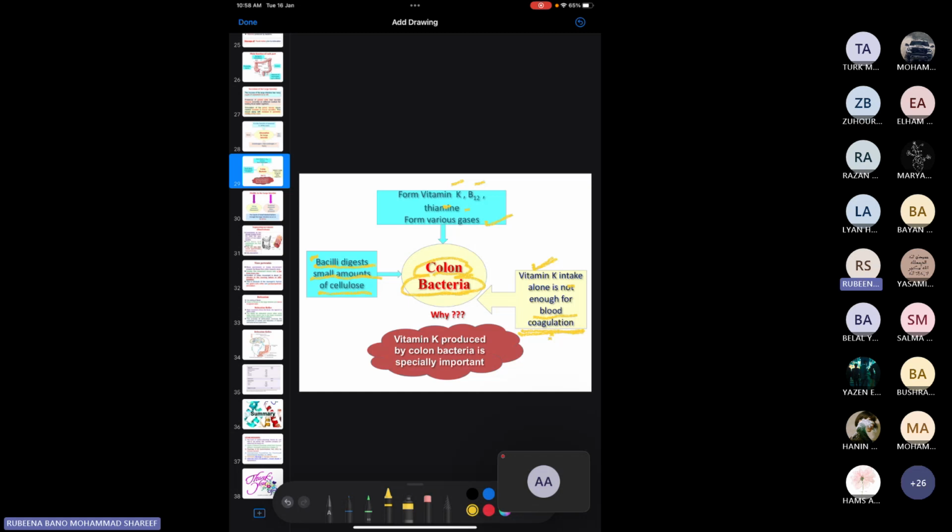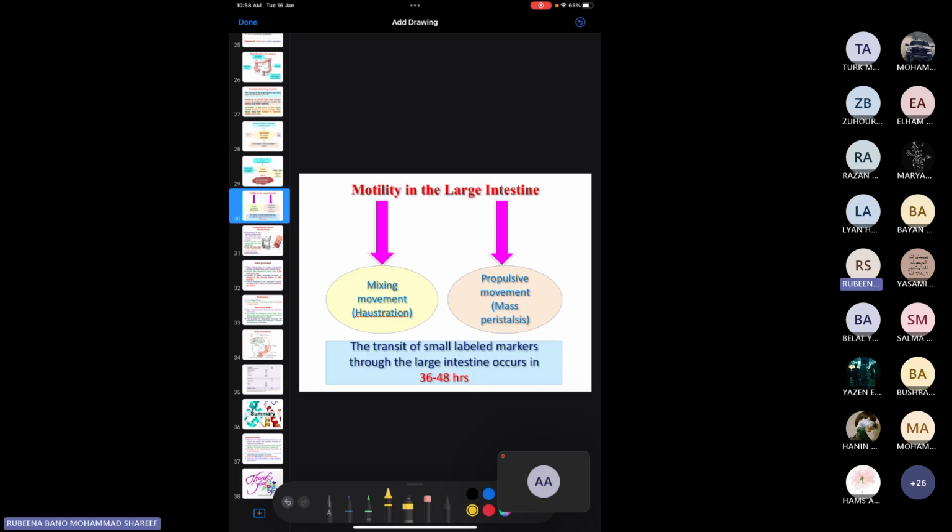And then we have motility in the large intestine. We have two types, mixing and propulsive. Mixing means proper mixing of the fecal matter, which is also called haustration movement, and the propulsive movement is to propel the fecal matter towards the anus for defecation. That is called mass movement or mass peristalsis, right? Haustration is the mixing movement and mass movement is the propulsive movement.